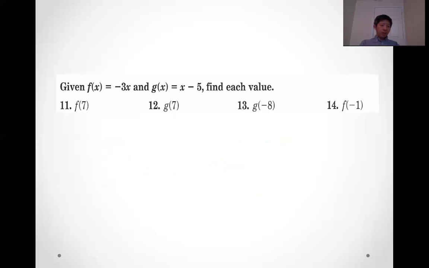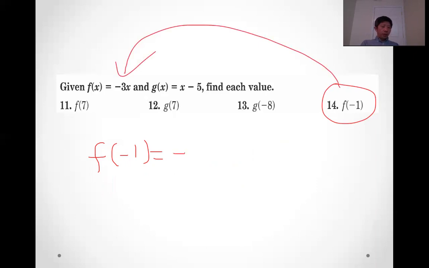The last problem here is f of negative 1. Since the rule is this, all right? Therefore, negative 3 times negative 1, which is positive. Negative times negative equals positive, so it equals 3, all right? So the answer is 3, okay?